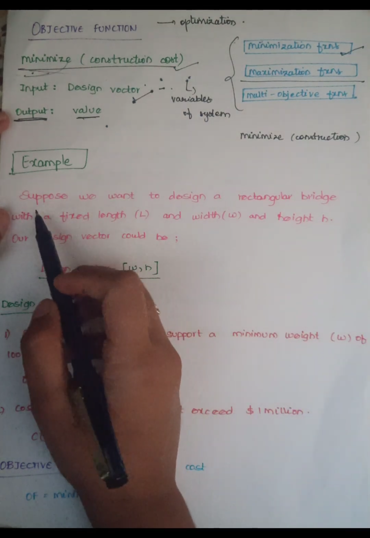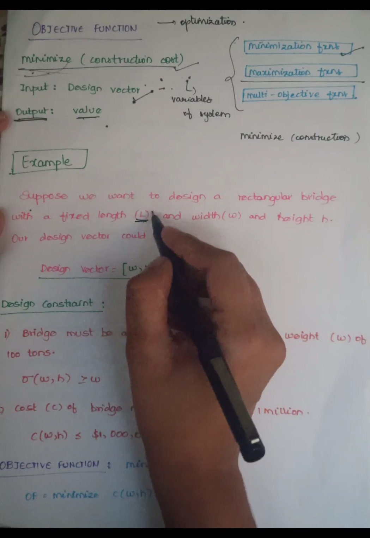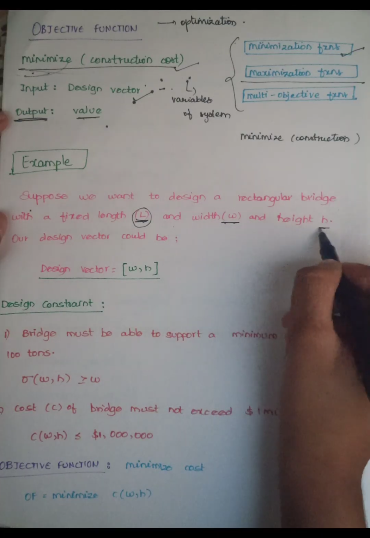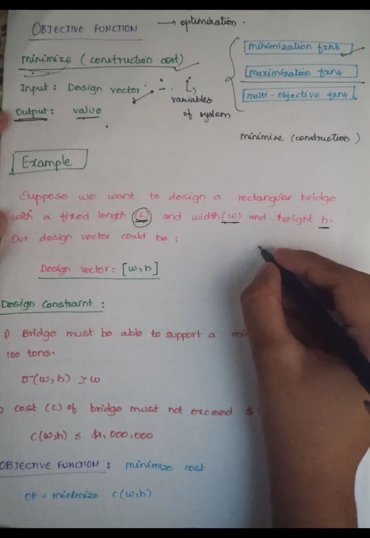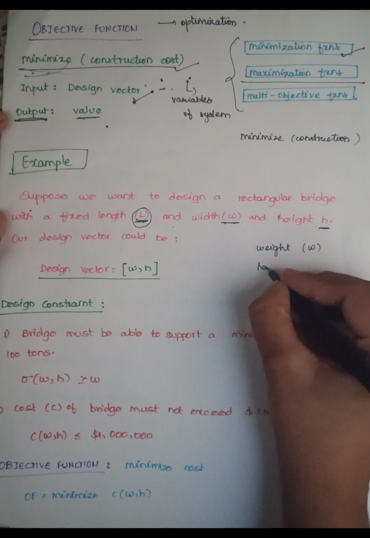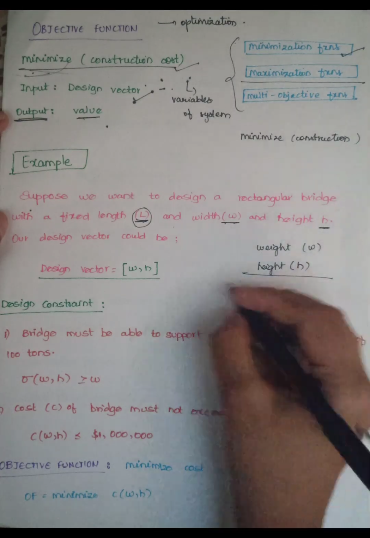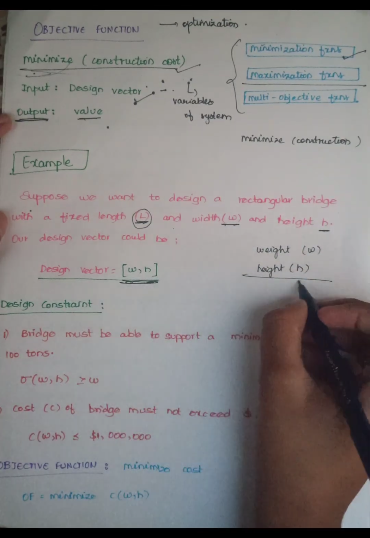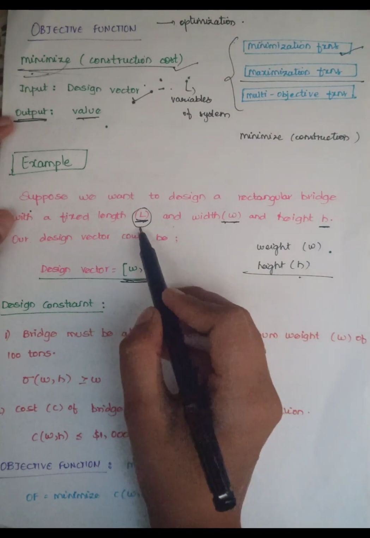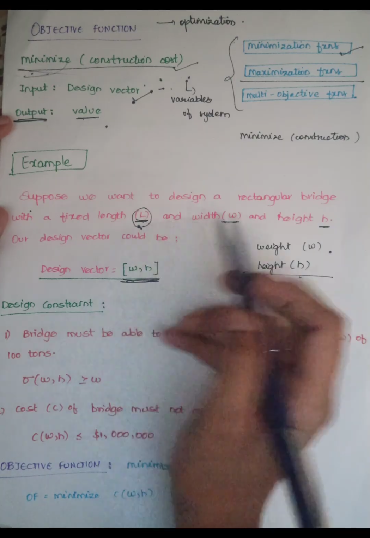The first one: suppose we want to design a rectangular bridge with a fixed length L. So the length here is fixed. It's not a variable, okay? And the width W and height H. So here we have two variables, mainly width and height. Width is represented by small w and height is represented by small h. So here the design vector can be defined as w comma h, because these are the two design variables which define the system. And we cannot consider the fixed length L because it's already a fixed term and it's not a variable.